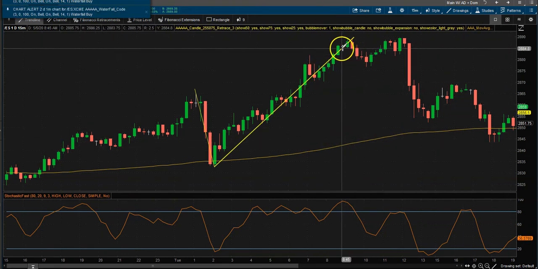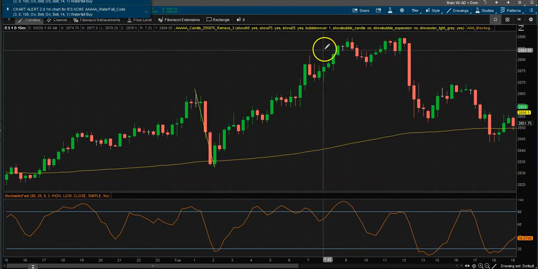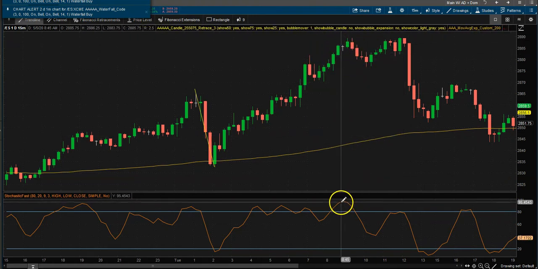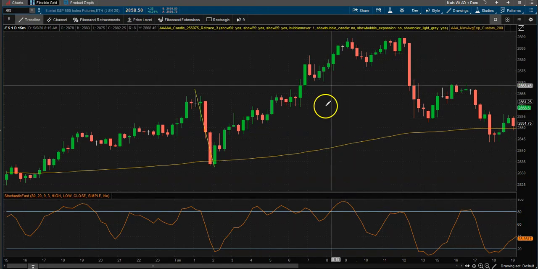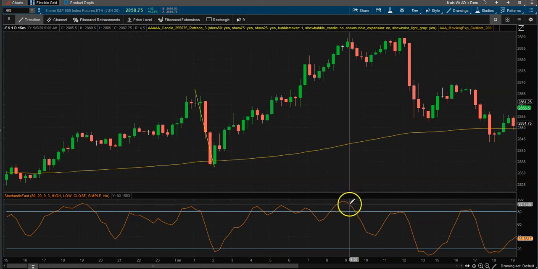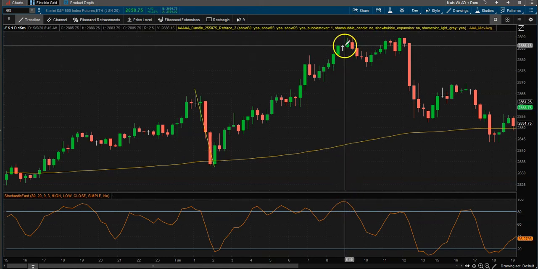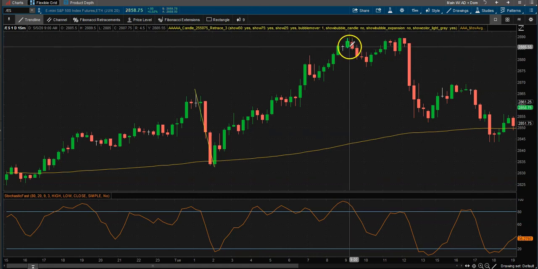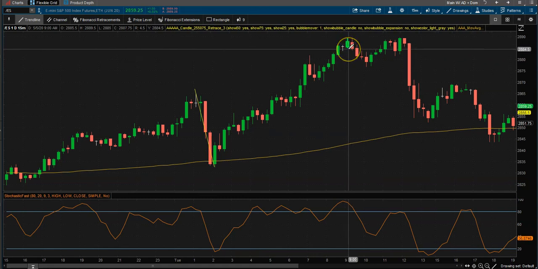So what we see is once we get up to the 200, the stochastics are making a high. Okay, that's what should happen, right? Price makes a new high, stochastics make a new high. Then what we have is this candle breaks below its previous candle.